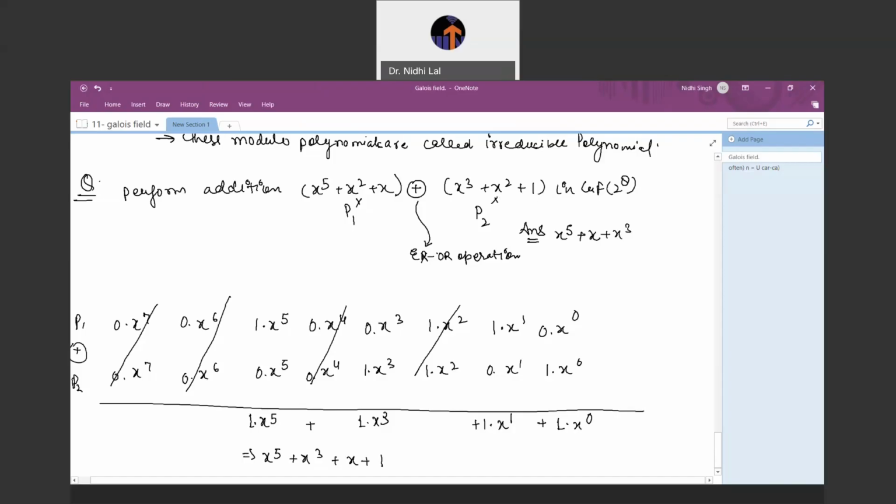x2 is present, so I will not consider x2. What about the 1? 1 is not present in p1, so it is an uncommon term. So you can use x5, x3 and x plus 1 as the answer. Means in the shortcut, the answer will be the uncommon terms.